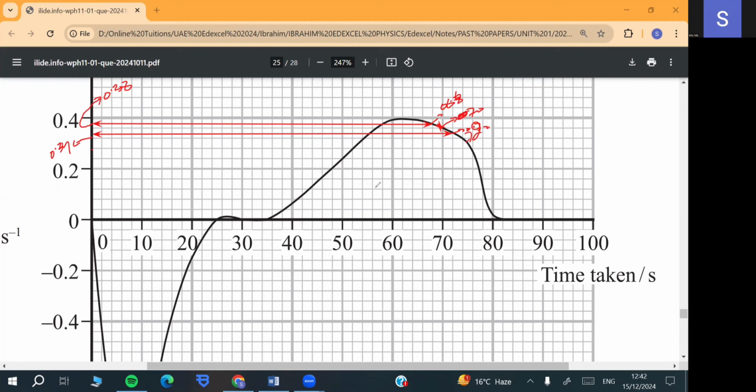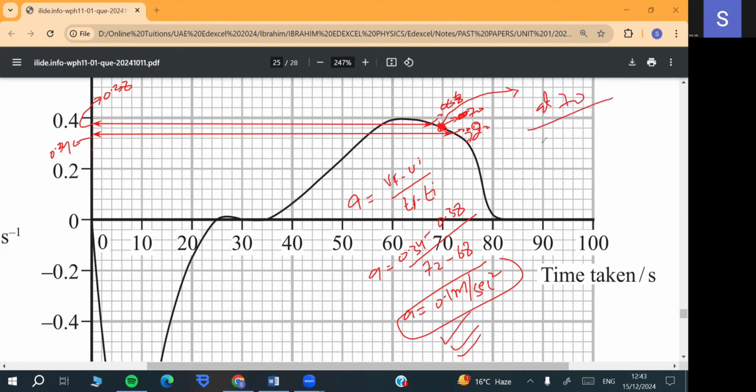So acceleration is equal to the gradient, right? Vf minus Vi over Tf minus Ti, final minus initial. So final speed is 0.34, initial speed is 0.38, over final time 72, initial time 68. Acceleration is going to be 0.1 meter per second squared. Or you can do just a single acceleration, which is equal to 0.36, I believe, yes. So at 70, if this is the answer, I believe this is the correct answer. At 70, you can find out the acceleration directly by putting in the value of speed, which is 0.36 over 70, and find out the answer for this as well.